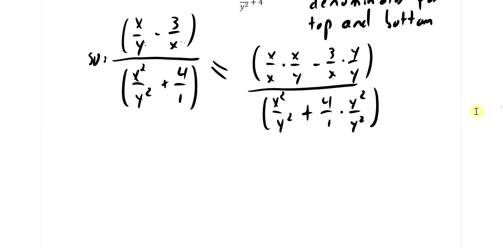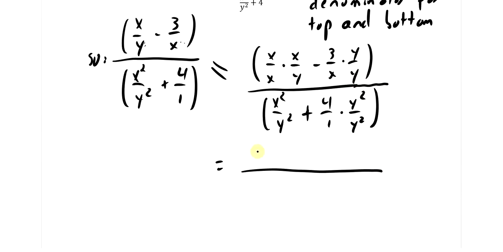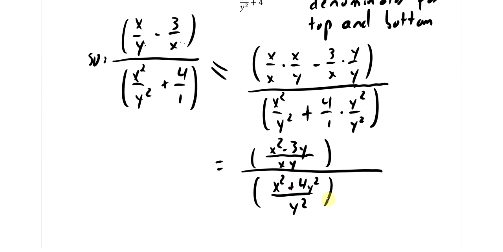So if we keep going, what are we left with? This is, that's the middle one. And then at the top we have xy as our denominator. And then x squared minus 3y. And that's my x squared, that's my 3y. And what do I have in the bottom? Well, I've got a y squared as a denominator and x squared plus 4 times y squared. And now we're in good shape, right? Because what do we have? We have a fraction divided by a fraction.